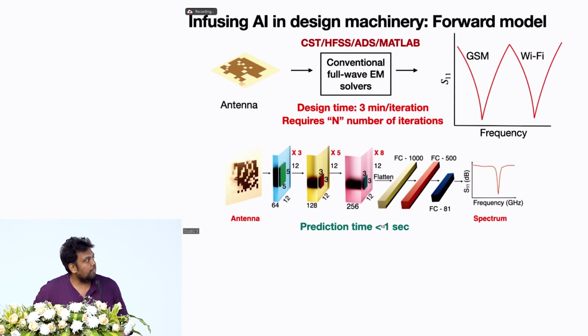So I have infused AI in the design machinery, which is the forward model that I'm calling. I have replaced the full wave EM solver by a cheap to evaluate AI model. The bottom figure is a typical convolutional neural network. It sees the antenna as an image, and it predicts the spectrum. And this is very fast.